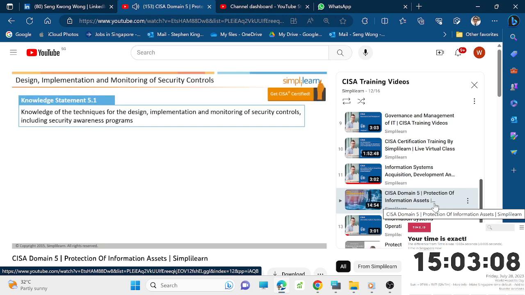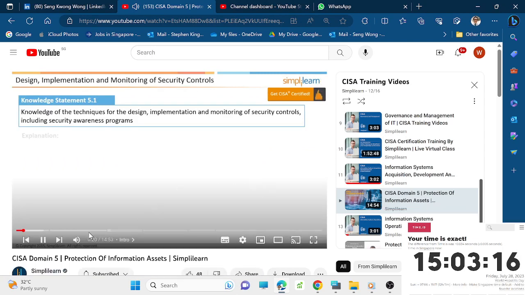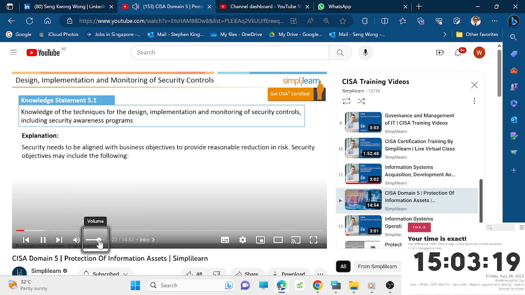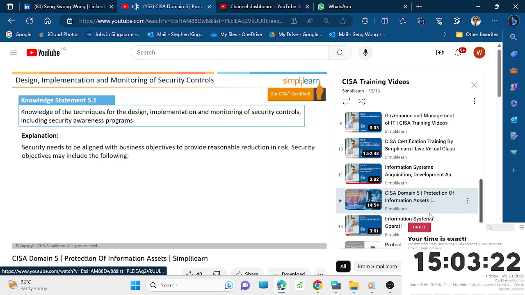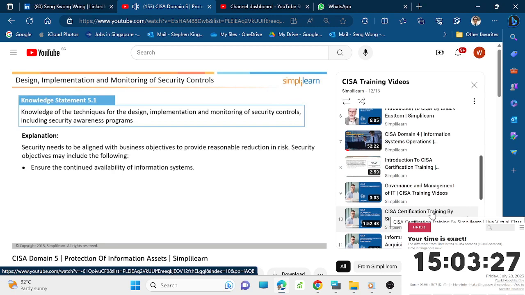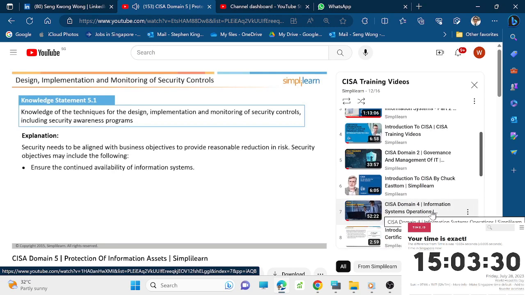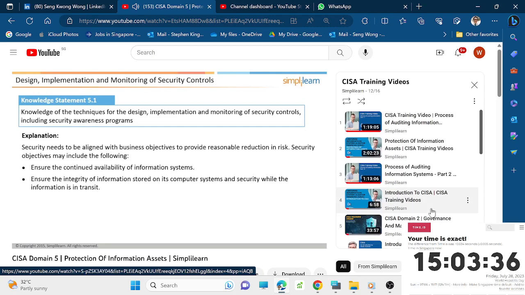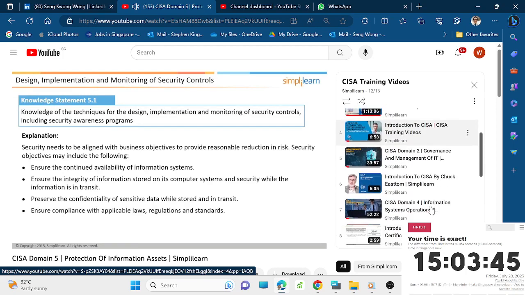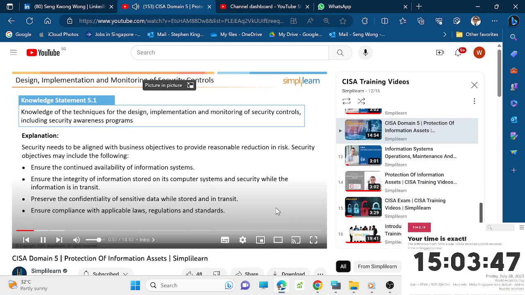The key knowledge statement is to understand the techniques for the design, implementation, and monitoring of security controls, including security awareness programs. Security needs to be aligned with business objectives to provide reasonable reduction in risk. Security objectives may include the following: ensure the continued availability of information systems, ensure the integrity of information stored on its computer systems and while the information is in transit, preserve the confidentiality of sensitive data while stored and in transit, ensure compliance with applicable laws, regulations, and standards.